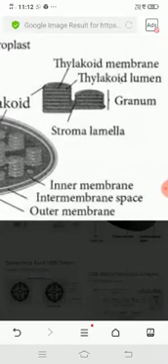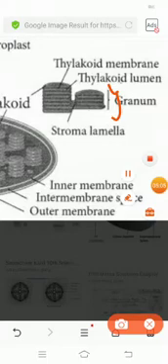This is grana. Granum is singular, you know that. So that is grana. So the thylakoid membrane encloses the thylakoid lumen.